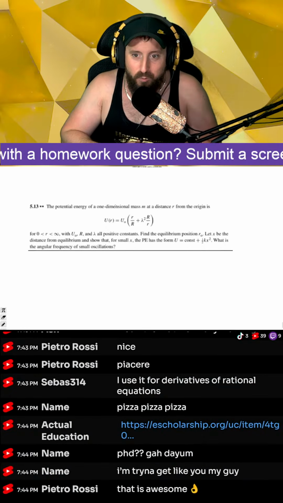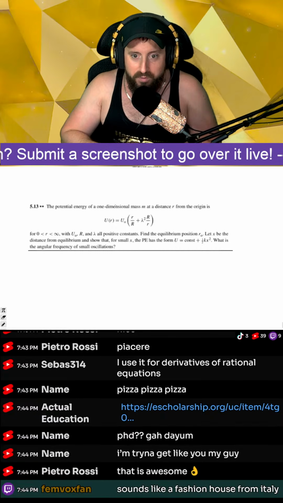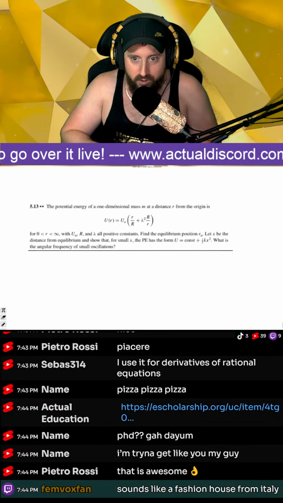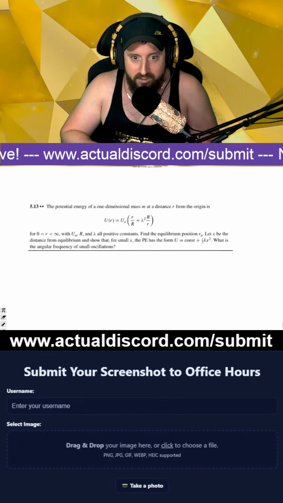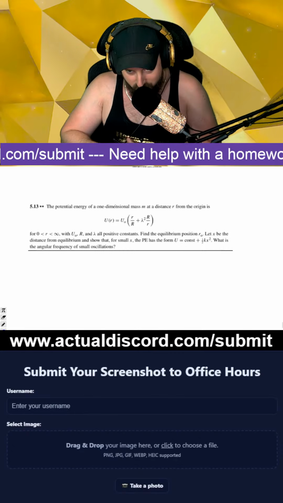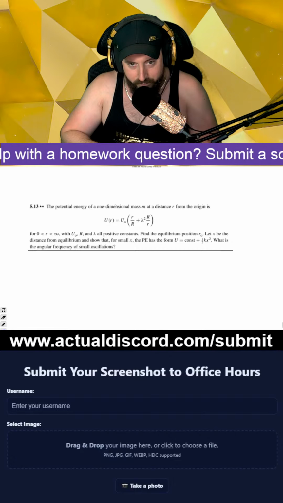The potential energy of a one-dimensional mass at distance r from the origin is as follows, with u naught, r and sigma all positive constants. Find the equilibrium position r naught. Let x be the distance from equilibrium. Show that for small x, the potential energy has the equation form U is equal to that. Oh, okay, cool.